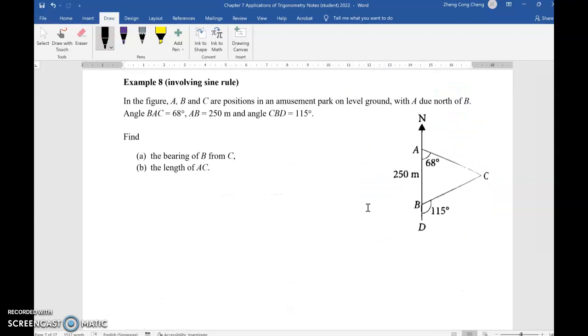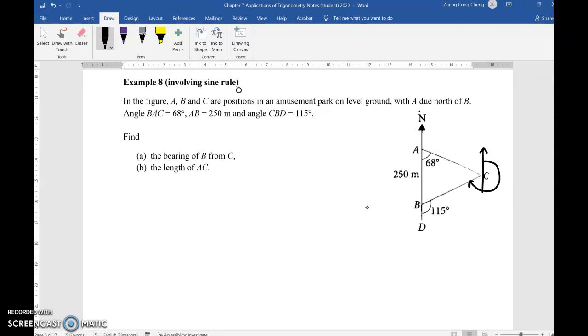In the figure below, A, B, C are positions in an amusement park on level ground. We can see the north here. Find the bearing of B from C. Since I am looking for the bearing of B from C, I have to draw my north at C. So I draw a north at C, and I am looking for this angle over here.